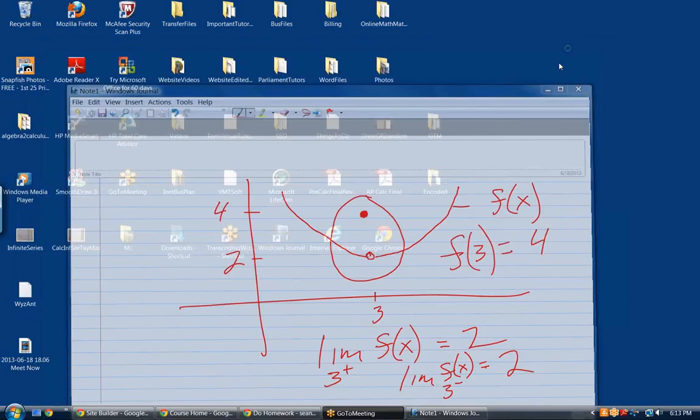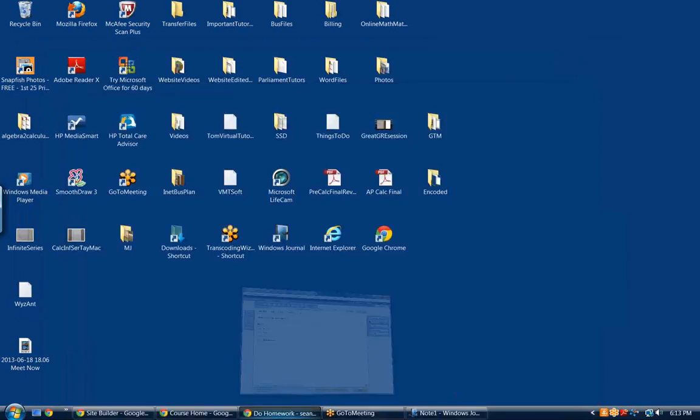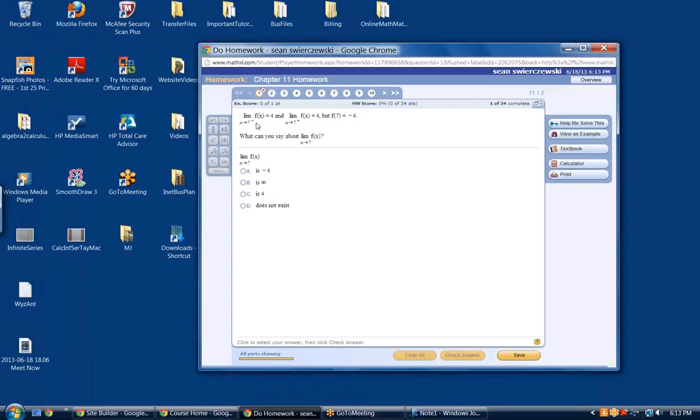So let's go back and look at your problem. So we've got the limit as we approach from the left is 4. From the right is 4. But the value at 7 is negative 4. So what can I say about the limit of f of x as x approaches 7? Is it going to be 4 or negative 4? It would be 4. Correct.